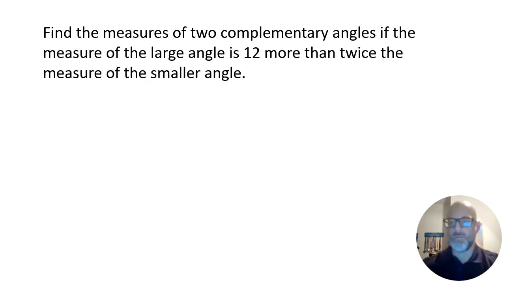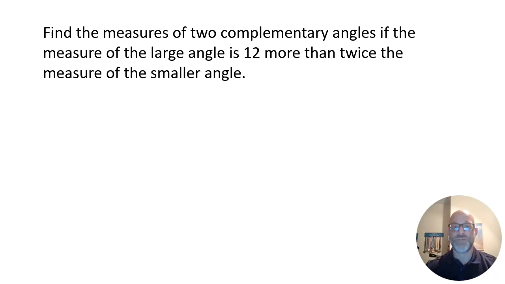Here's another word problem. Before we read it, if it's in the verbal language, you're going to translate it to geometry, then to algebra. Good. Find the measures of two complementary angles if the measure of the large angle is 12 more than twice the measure of the smaller angle.